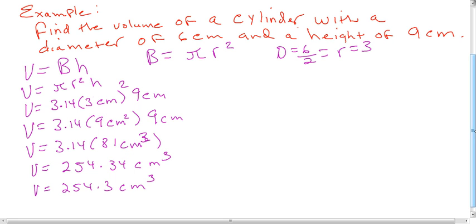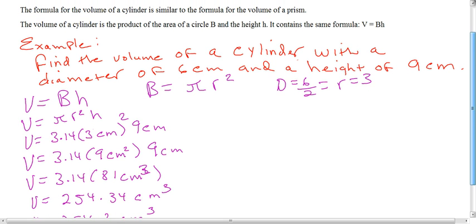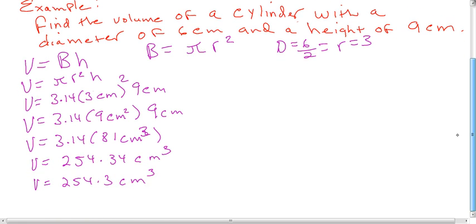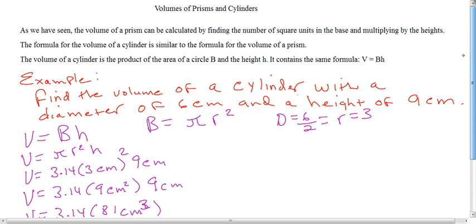So again, when we're looking at a cylinder, we deal with the area of a circle for our big B, and then we're going to multiply that times the actual height. And we should know, if we're dealing with the area, it is going to come out to be squared, so that's why we have to make sure we carry our units around with us. Okay, volumes of prisms and cylinders with specifics on cylinders here.